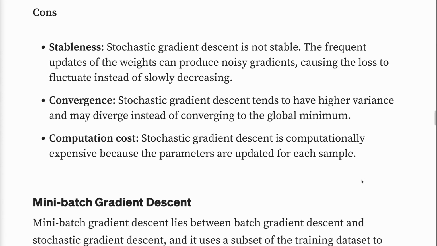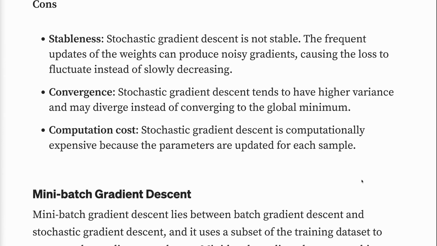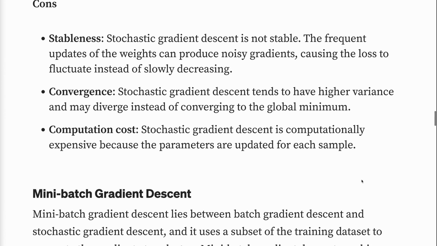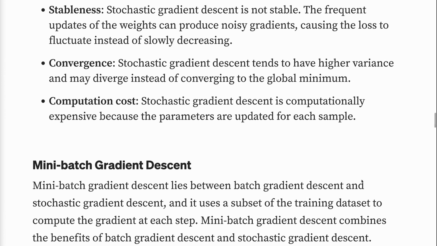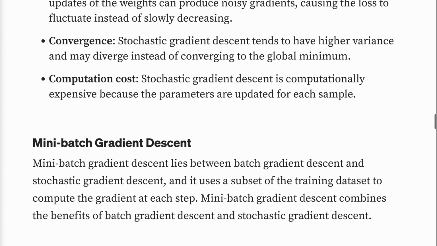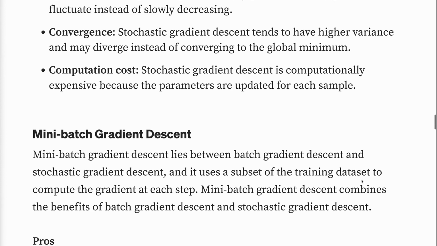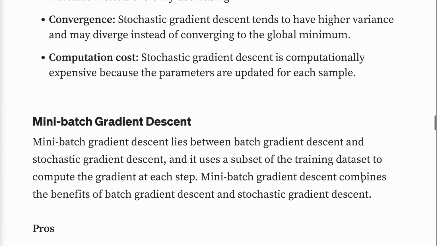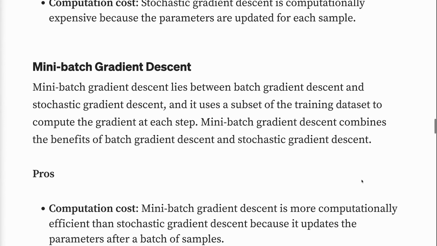Stableness. Stochastic gradient descent is not stable. The frequent updates of the weights can produce noisy gradients, causing the loss to fluctuate instead of slowly decreasing. 2. Convergence. Stochastic gradient descent tends to have higher variance and may diverge instead of converging to the global minimum. 3. Computation cost. Stochastic gradient descent is computationally expensive because the parameters are updated for each sample.